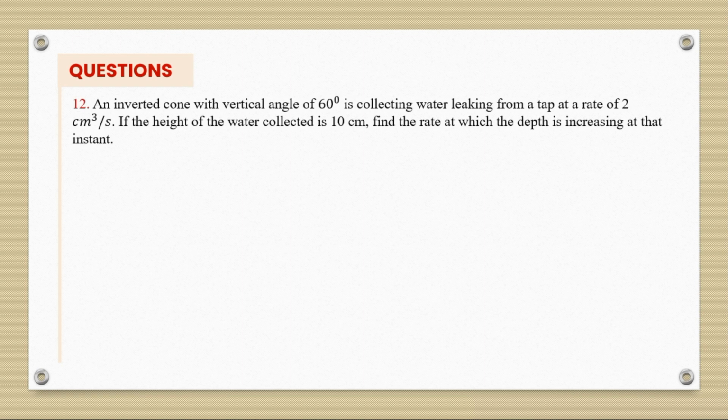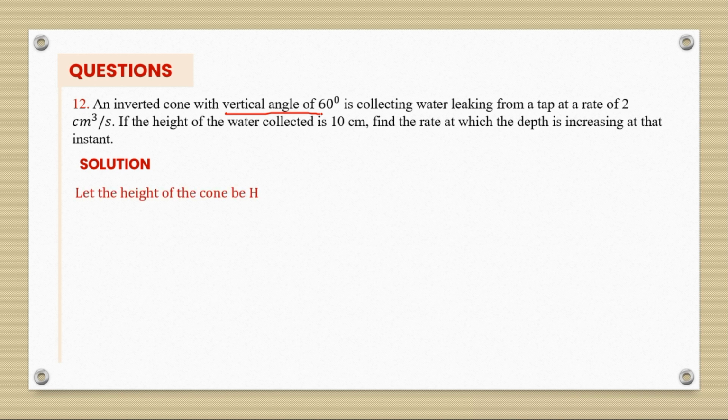Alright, so question 12, we're being told that an inverted cone with vertical angle of 60 degrees is collecting water leaking from a tap at a rate of 2 centimeters cubed per second. If the height of the water collected is 10 centimeters, find the rate at which the depth is increasing at that instant. So the unique thing about this question is we've been told that the cone has a vertical angle of 60 degrees. So that is going to be the key part.